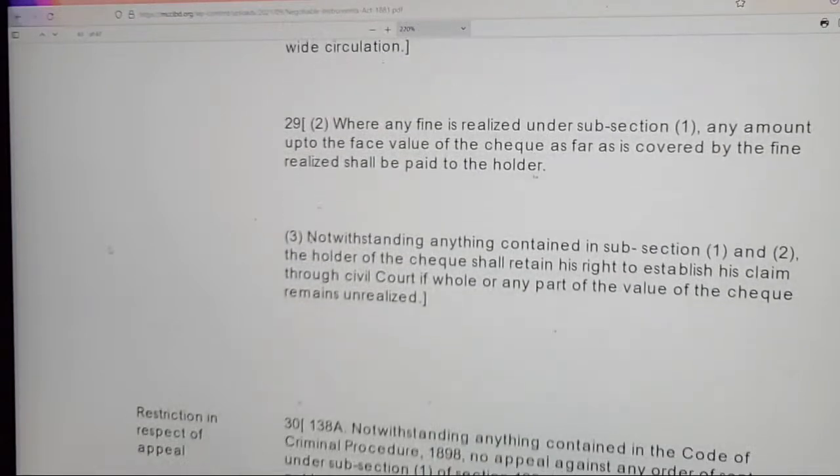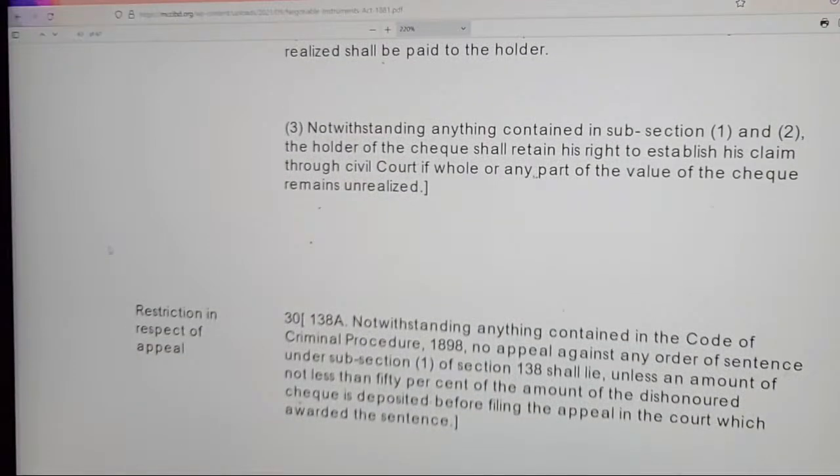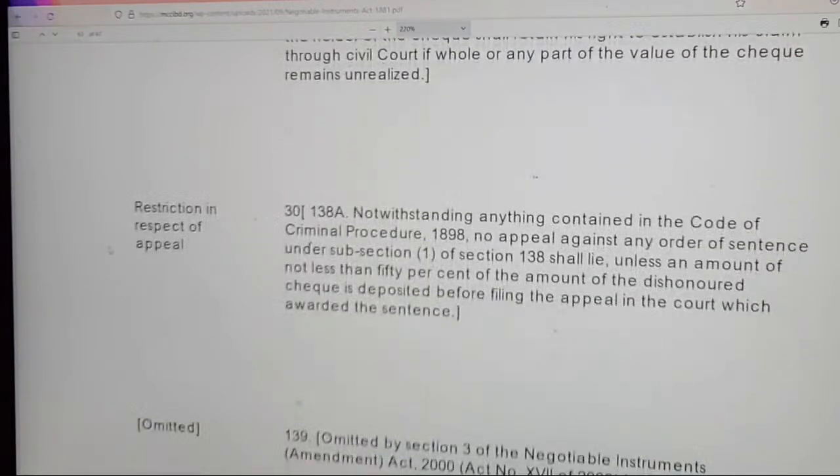Where any fine is realized under subsection 1, any amount up to the face value of the check, as far as is covered by the fine realized, shall be paid to the holder. Notwithstanding anything contained in subsections 1 and 2, the holder of the check shall retain his right to establish his claim through civil court if the whole or any part of the value of the check remains unrealized.